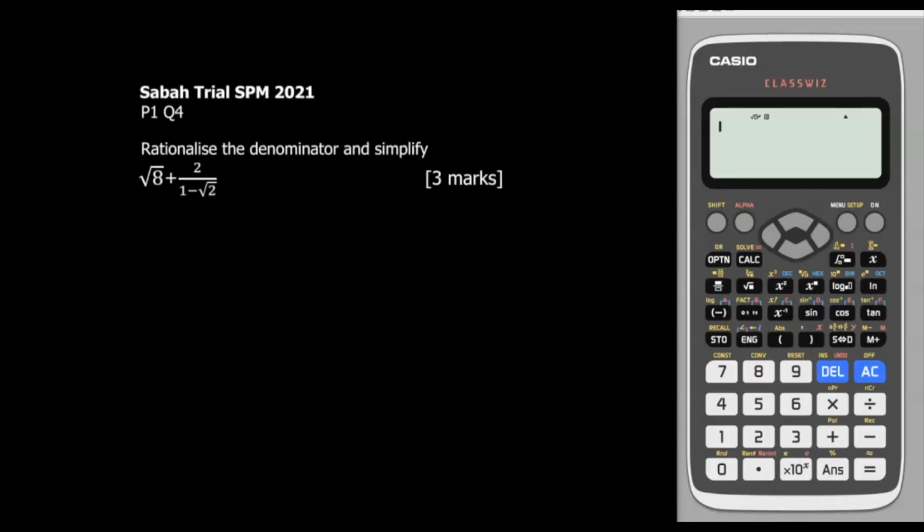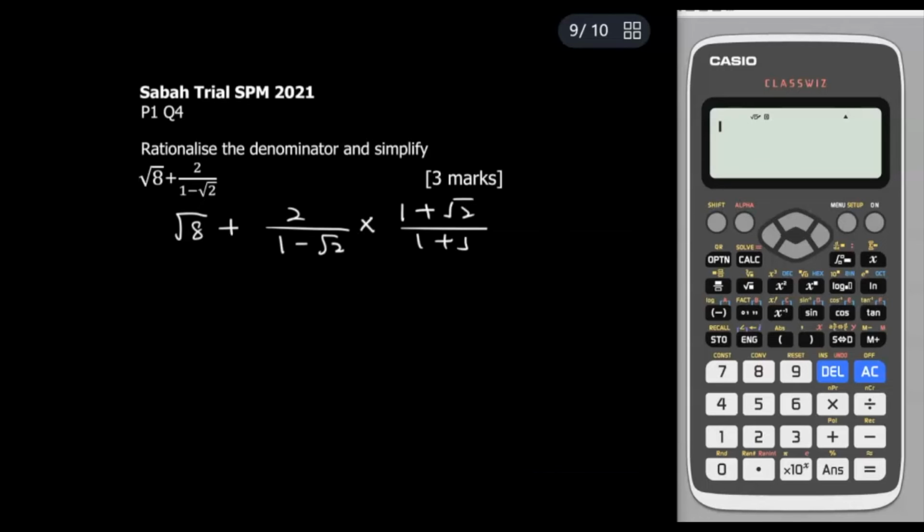Let's look at this question from Sabah Trial SPM 2021, Paper 1, Question 4, and this is 3 marks. Rationalize the denominator and simplify. Okay, so for this one, surd 8 plus 2 over 1 minus surd 2. For the second fraction, we have to use the conjugate surd. So we times 1 plus surd 2 over 1 plus surd 2.